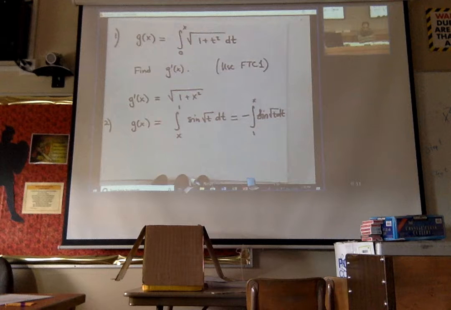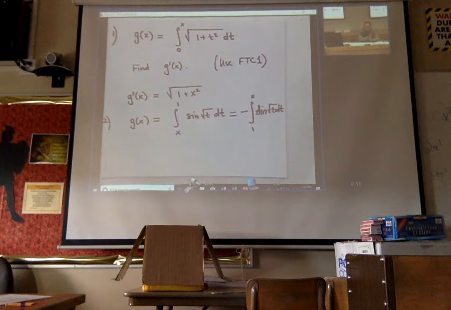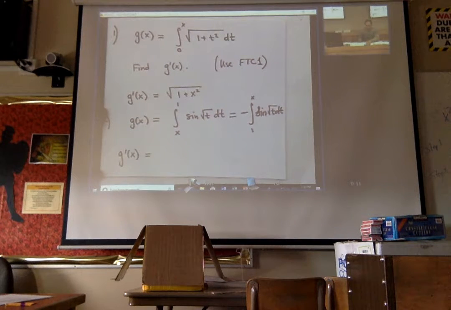Do you understand? We have to fit this into the theorem. You cannot just decide, well, you have x and that's it. X must be on the top. And that's all you need. It's going to work. So now we go with g prime of x. And what is the answer? Negative sine square root of x. And you're done.